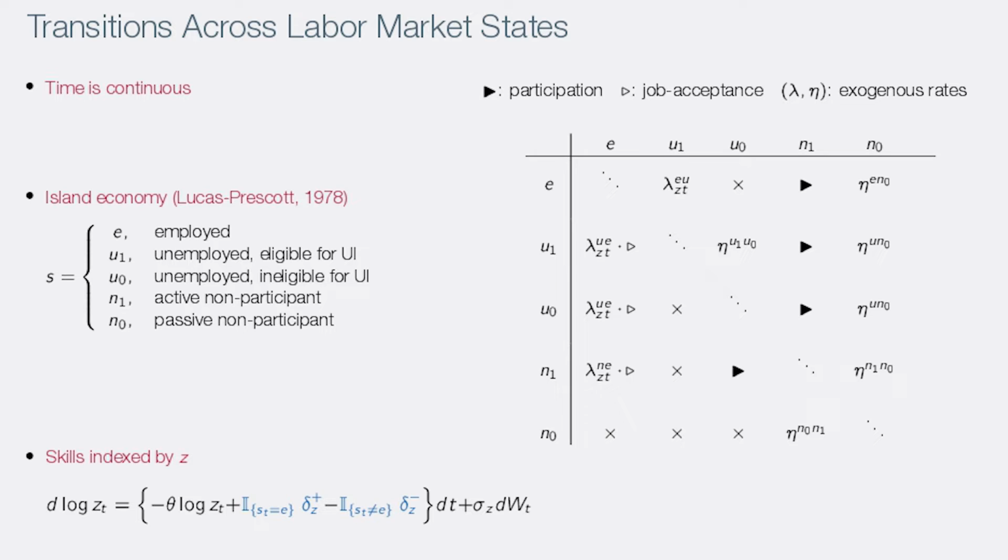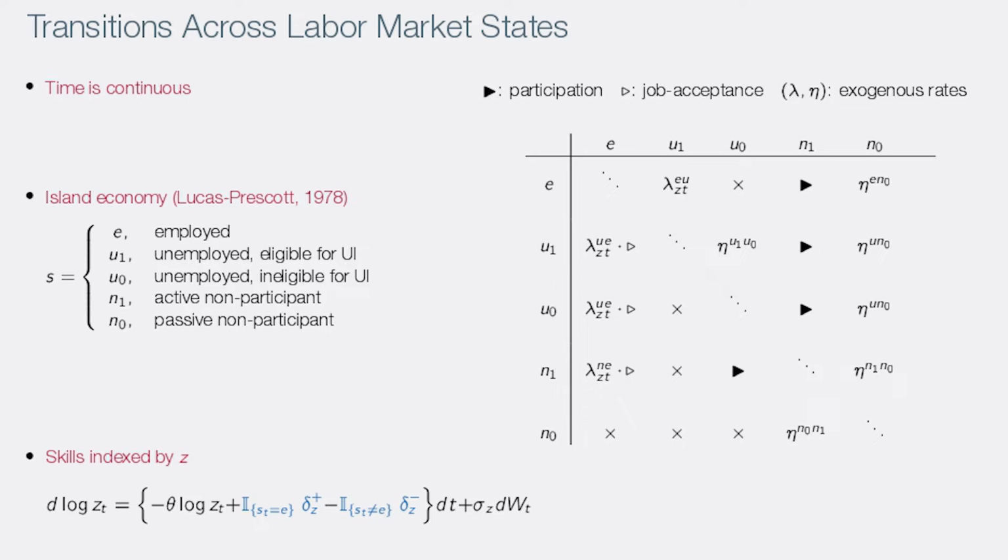We're introducing this active non-participant state because in the data, we do see direct transitions from non-participation to employment, and so we're allowing for that. We are allowing for this state where job offers arrive at a certain rate. So the N1 guys are people that could get benefits, but somehow they don't claim them? Not really. I mean, the U1 guys are the ones that are eligible and get the benefits.